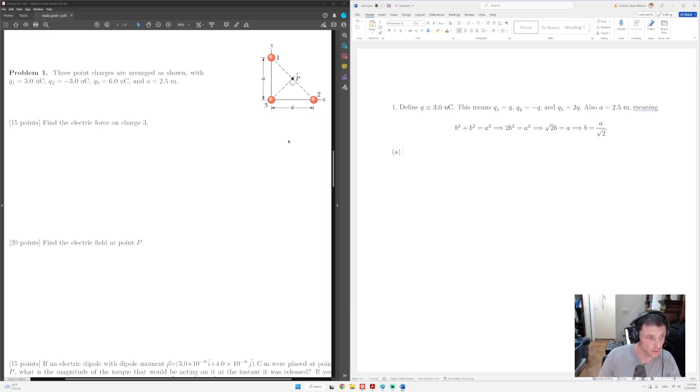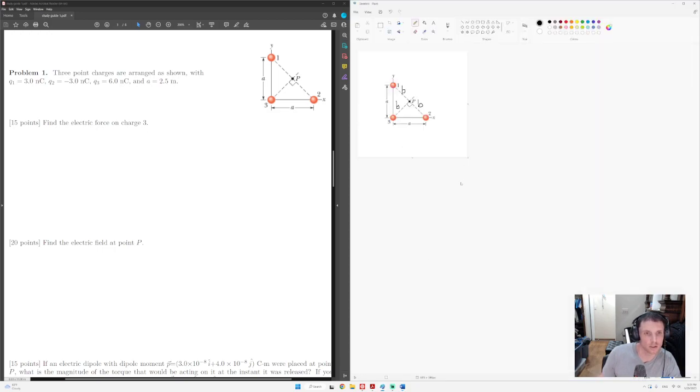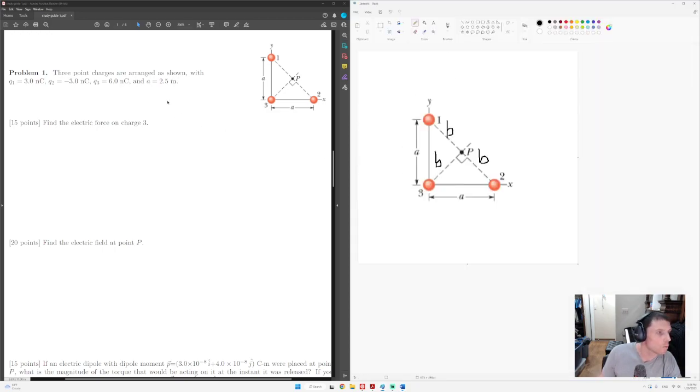force on charge 3. So let's look at our picture real quick, and I'm going to expand on this a bit. We want to put a little indicator of what the sign of the charge is for each one of these, because that's going to dictate which direction the electric field points. So this is a plus charge, Q1 there.